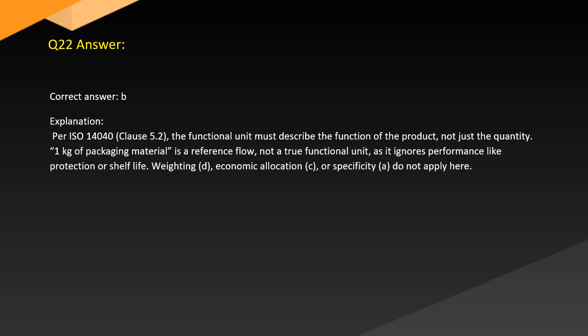Answer. Correct answer: B. Explanation. Per ISO 14040, Clause 5.2, the functional unit must describe the function of the product, not just the quantity. 1 kilogram of packaging material is a reference flow, not a true functional unit, as it ignores performance like protection or shelf life. Weighting (D), economic allocation (C), or specificity (A) do not apply.